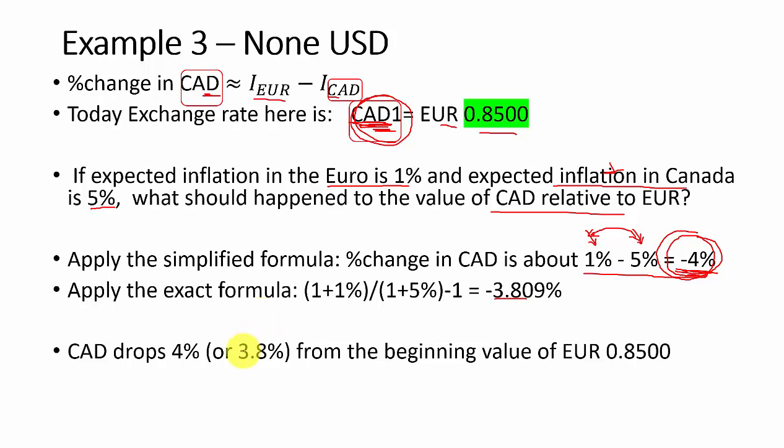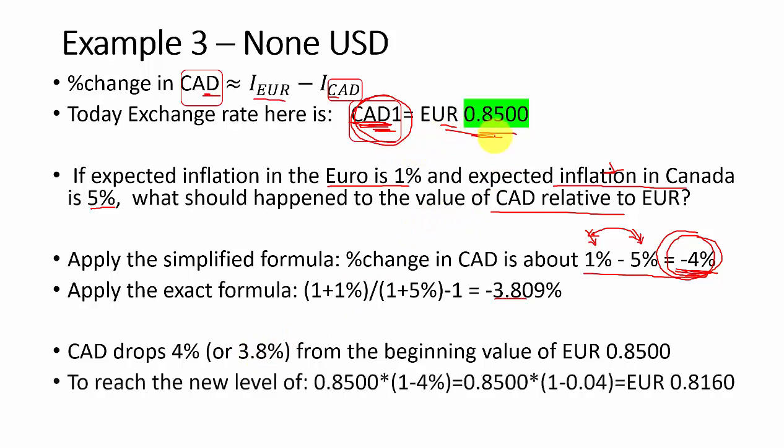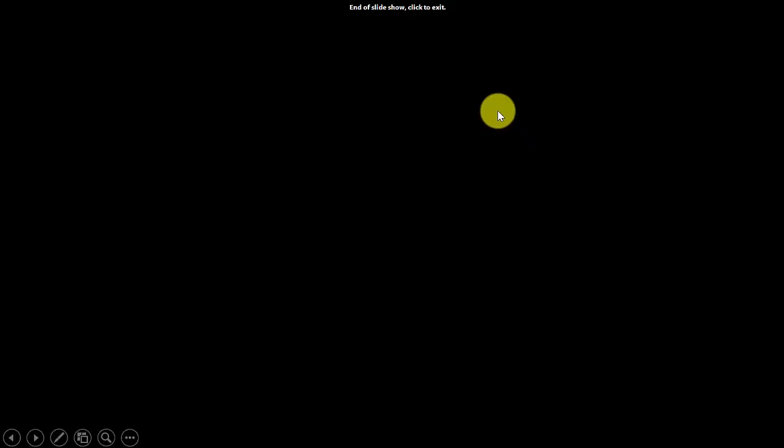So the Canadian dollar should drop by about 4% from today's value of 85 cents. What should the value be at the end? It should be today's spot rate, 0.85, times 1 minus 4% depreciation. You plug in and do the math, and it tells you that at the end of the year the Canadian dollar is worth 81.60, dropped from 85.00. So, thank you. I hope it helped.